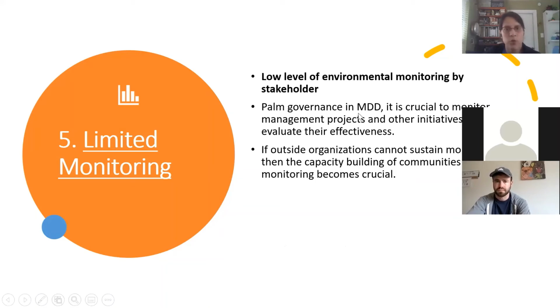For example, in palm governance in Madre de Dios, in every project, it is crucial to monitor management projects and other initiatives to evaluate their effectiveness. And if outside organizations cannot sustain monitoring, then the capacity building of communities for monitoring becomes crucial. So I think we have to come back to the room.